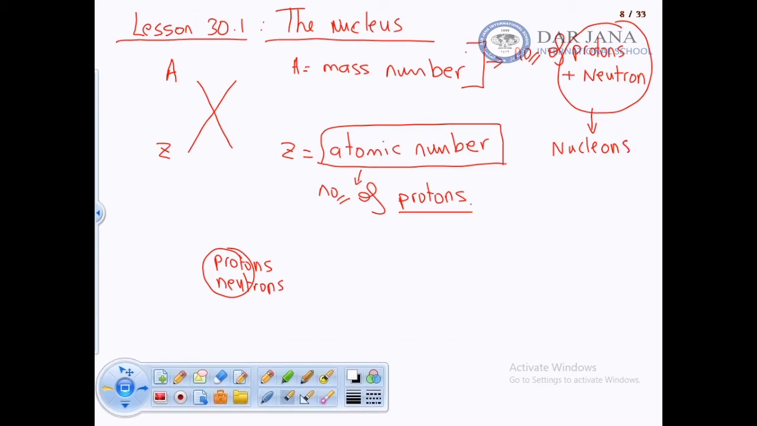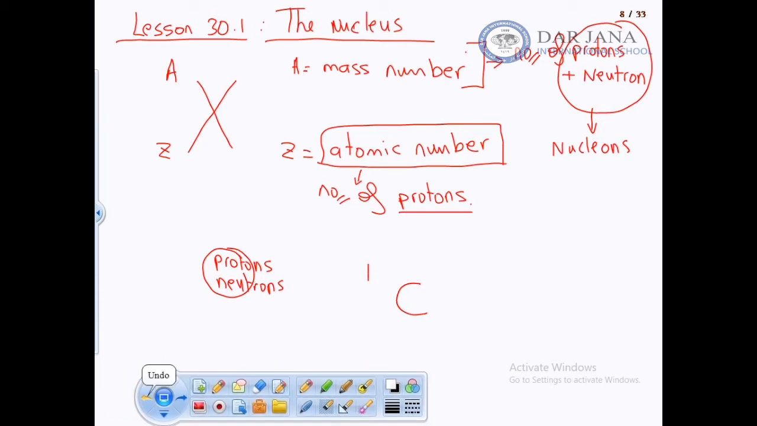Let's take a simple example. We have carbon, an isotope of carbon. Later I'm going to talk about isotopes. Take carbon 14, 6. So what is the number of protons? It's simply the small number Z here. So this is Z and this is A. So we have 6 protons. Proton is symbolized as P+.